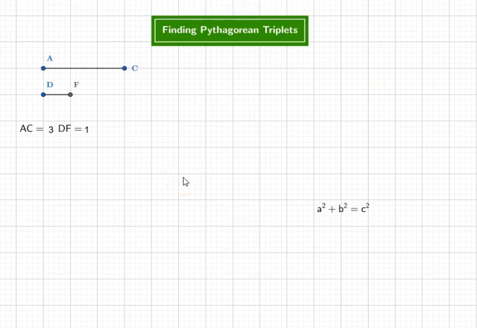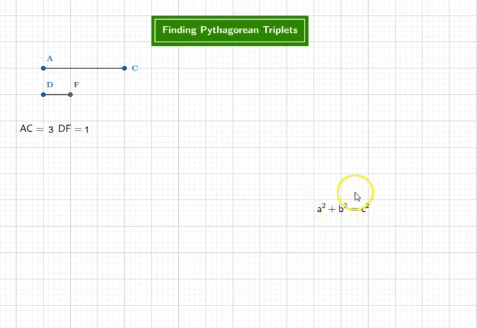Let us look at another very interesting exercise. We have to find Pythagorean triplets. And I'm sure you know what Pythagorean triplets are. These are three numbers such that the sum of the squares on any two of them is equal to the square on the third number.